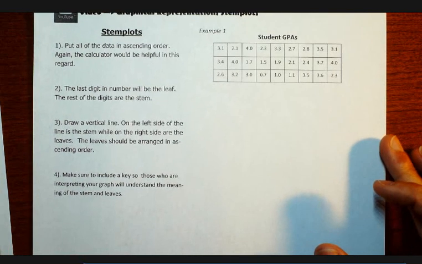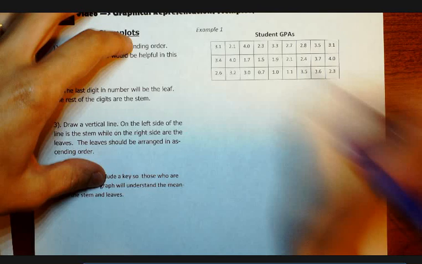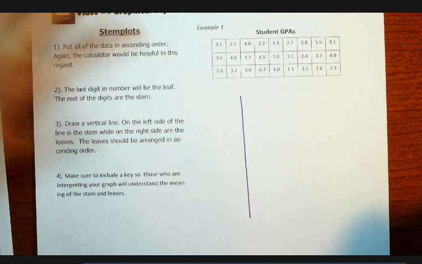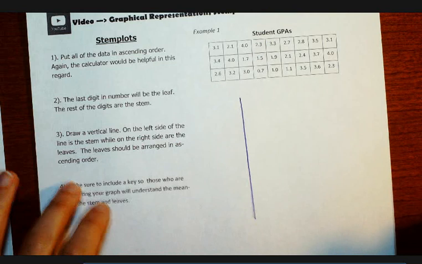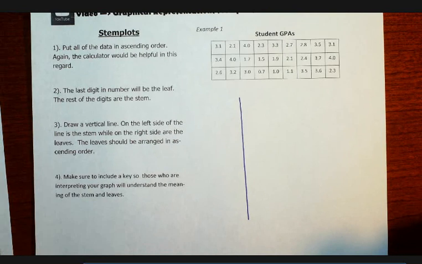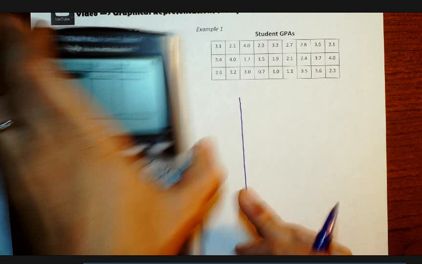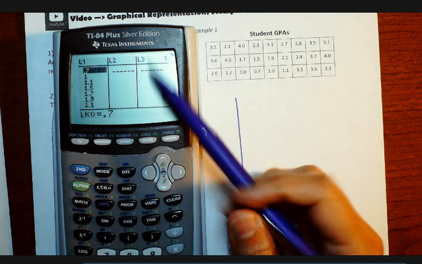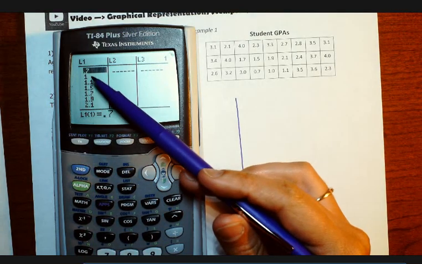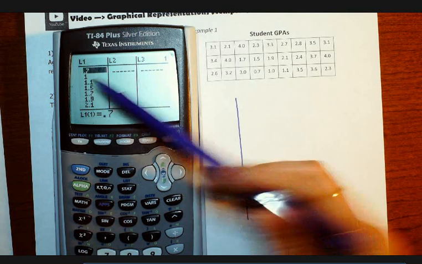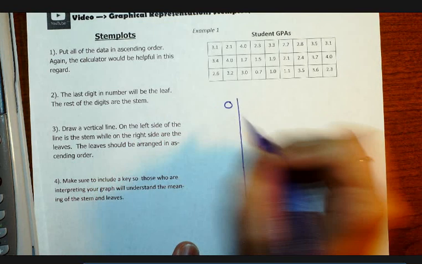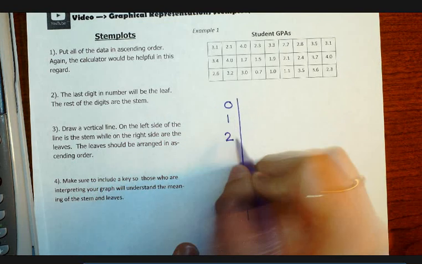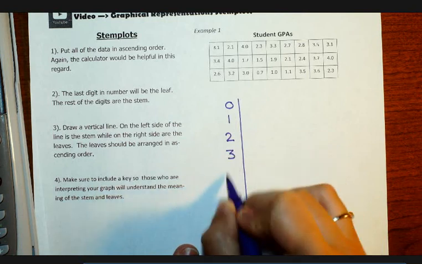So the first thing we want to do is draw a vertical line. On the left side of the line is the stem, while on the right side are the leaves. The leaves should be arranged in ascending order. The stem is the first few digits, the leaf is the last digit. You can see that in this case all of our last digits are decimals, so the first digit is going to be our stem. So we have 0 point something, 1 point something, 2 point something, 3 point something, and 4 point something.